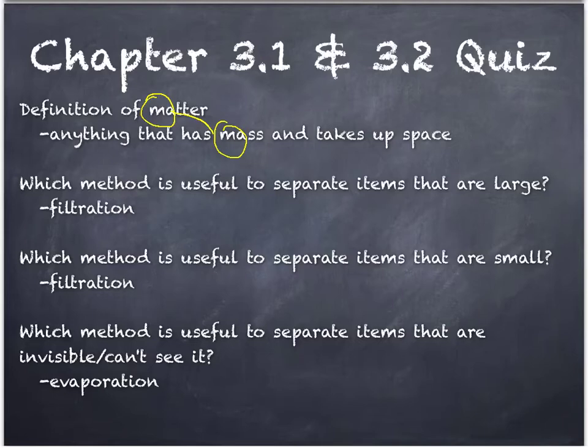Which method is useful to separate items that are large? Filtration. Of course, if you have a container that has rocks and if there's water in it, then you're going to filter those rocks out using a screen of some sort. Which method is useful to separate items that are small? That's going to be filtration also. And which method is useful to separate items that are invisible or that you can't see them? That's going to be evaporation. So if you think of our crystals, we used evaporation to separate those from the water.